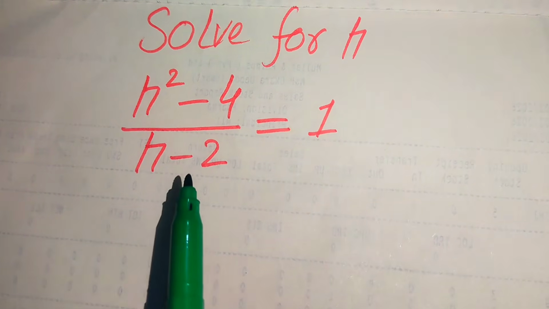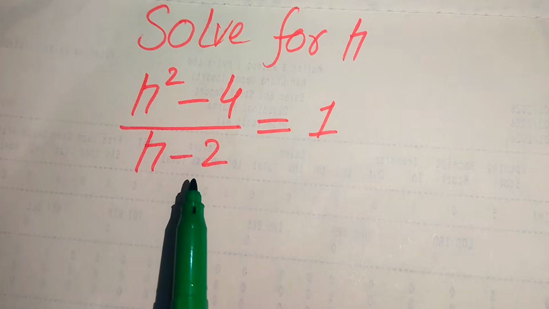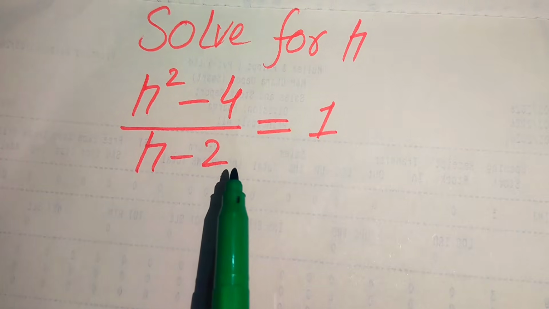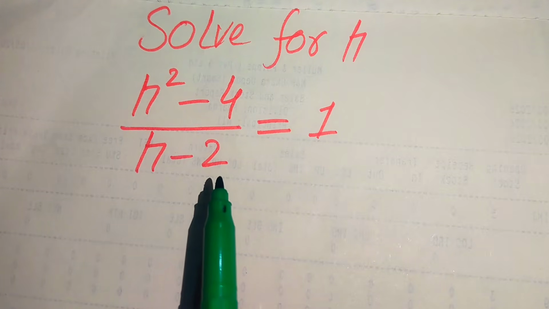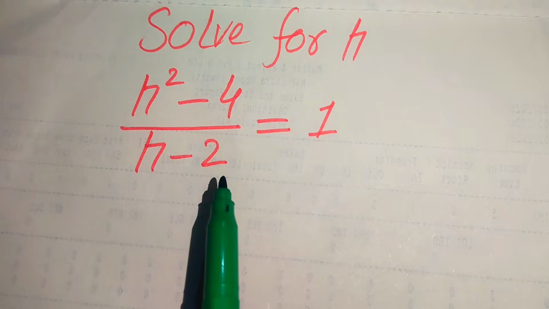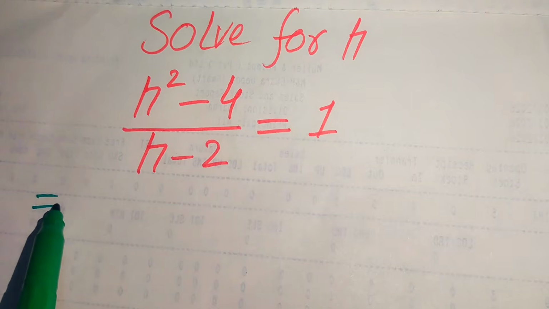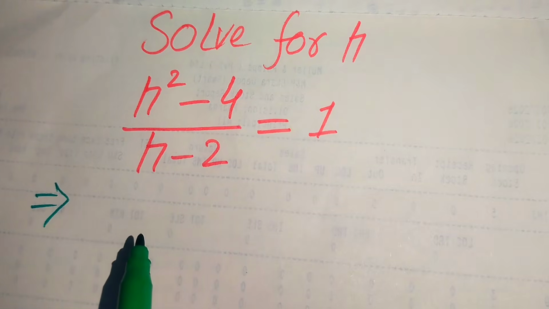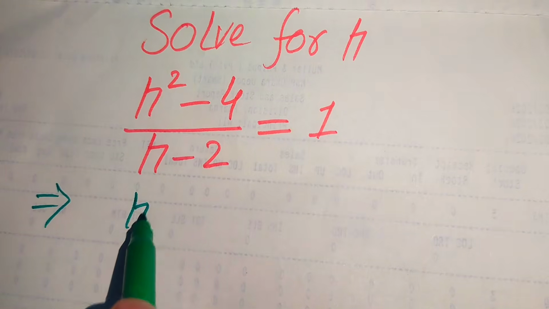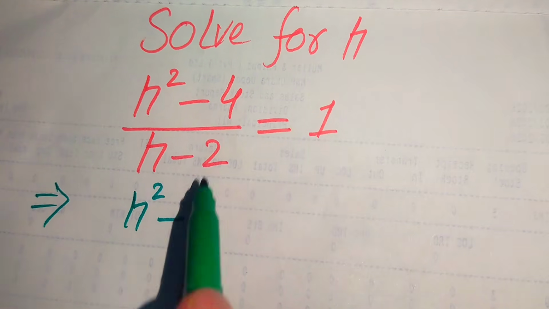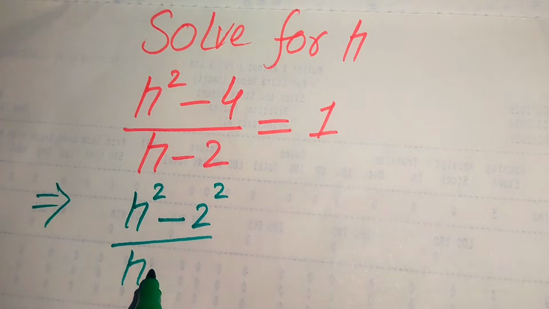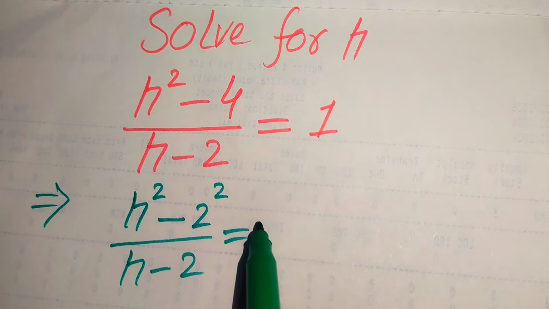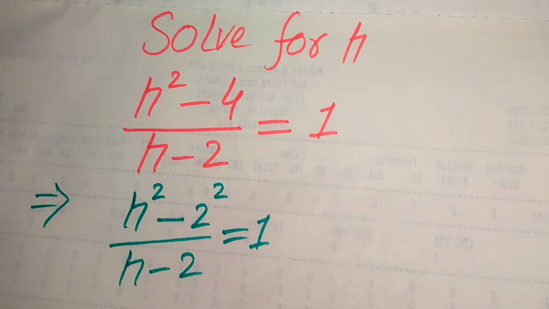So here we have (h² − 4) divided by (h − 2), and this whole equation is equal to 1. So here we need to solve this problem for all the values of h. The very first thing we are going to do is focus on the numerator term, and we rewrite this equation in this form. This is h² − 4, and we write this 4 as 2², and it is divided by h − 2, and this whole equation is equal to 1.